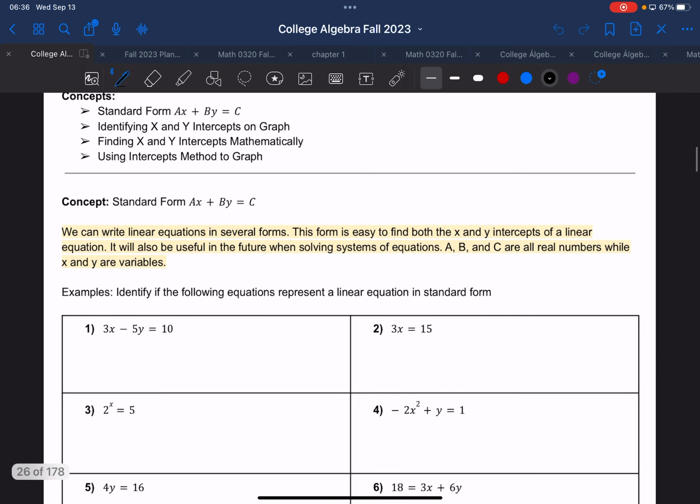Okay. So that first concept, standard form, ax plus by equals c, says we can write linear equations in several forms. This form is the easiest to find both the x and y intercepts of a linear equation. So that's what's important here, is that we use standard form to find both the x and y intercepts. It will also be useful in the future when we start solving systems of equations. Just note that a, b, and c are all real numbers, and x and y are our variables.